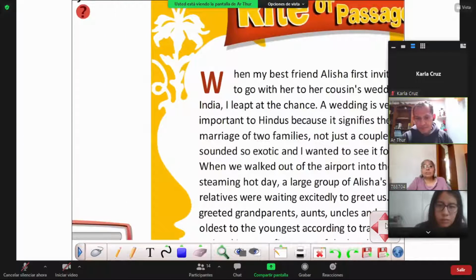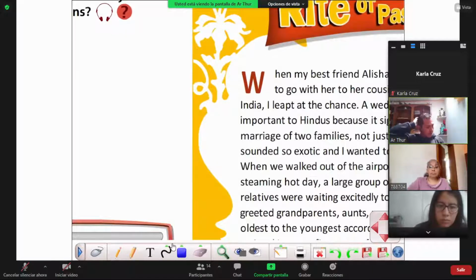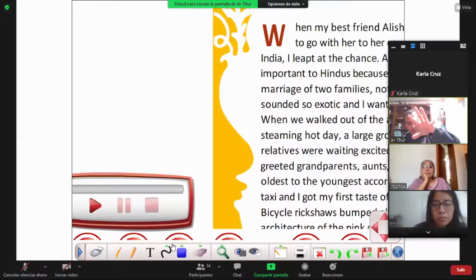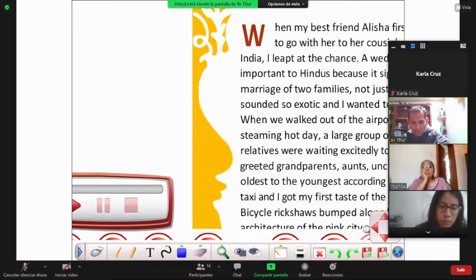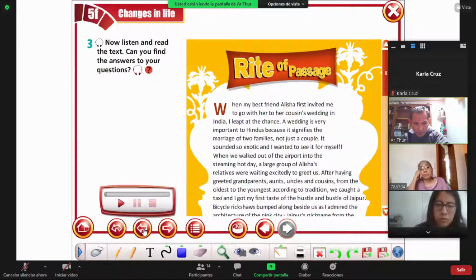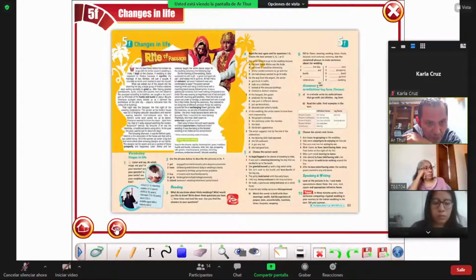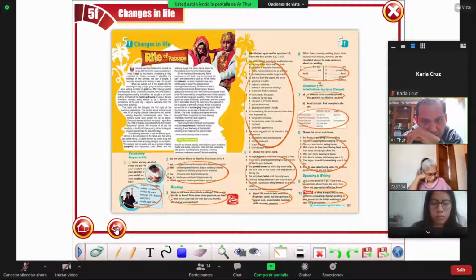Okay, so in this case, you are going to hear and you are going to read about the Indian culture. There is a person who lived there, and that person explained what happens there. The reading is on page 88.